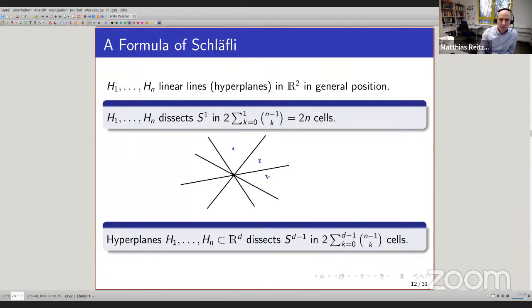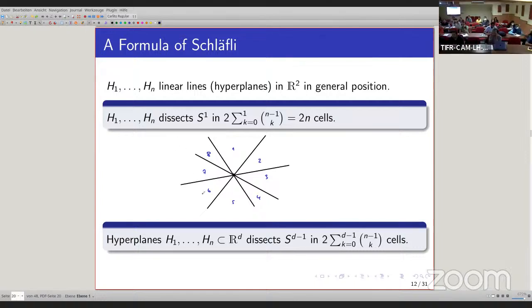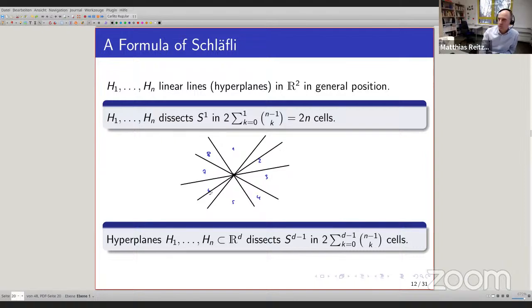Cell number 1, 2, 3, 4, 5, 6, 7, 8. Each time you have n lines, you have 2n cells. This is quite clear, because each time you plug in one additional line, you divide one of the cells into 2. If I plug in the next line, for example here, then I split 2 cells into 2 and I add an additional 2 cells for that. So this is the formula of Schläfli, that if you have n lines, then you get 2n cells.